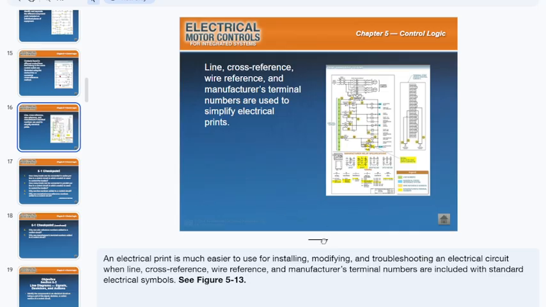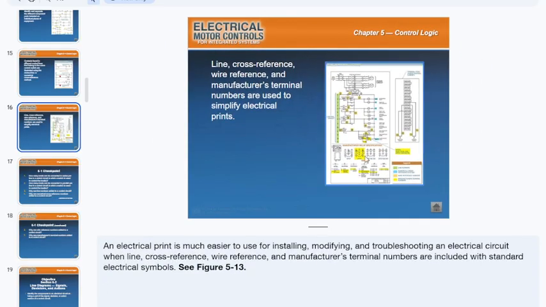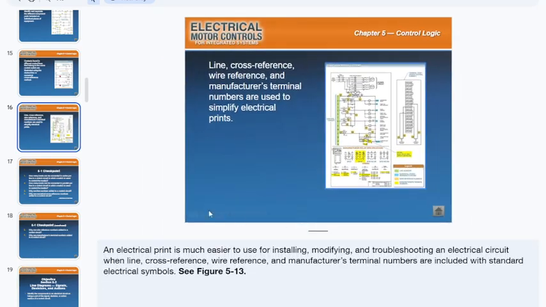We do not have to worry about this cross-reference lines and wires. Don't worry about that. You can look at this later on, but this is just the whole sum of the parts. It has everything. It has a line, cross-reference, wires, manufacturers, and the whole kit and caboodle right there. So we can ignore that one.